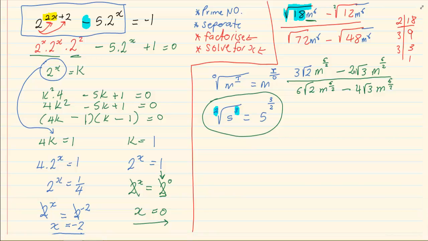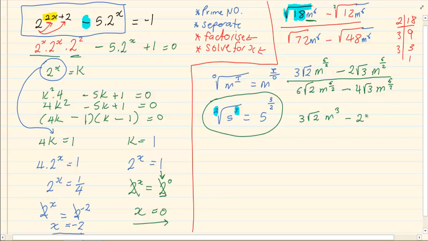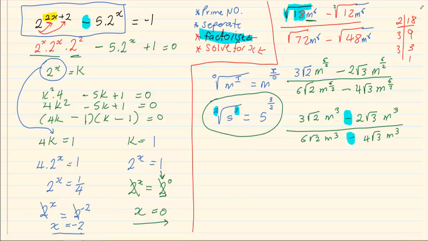Now let's continue. Once we have done this, we have 3 square root 2 m cubed minus 2 root of 3 m cubed all over 6 square root 2 m cubed minus 4 square root 3 m cubed. You're not done. At this level, whenever you have 2 terms in exponents, which is part of surds, you have to factorize. So let us look at the top. What is common? m to the power of 3 is common.